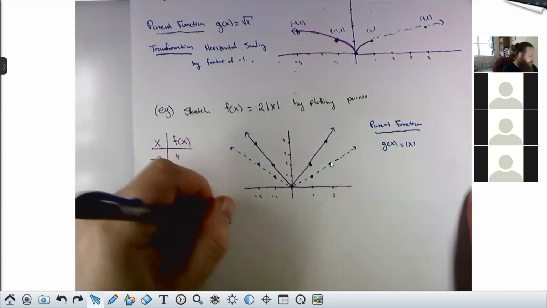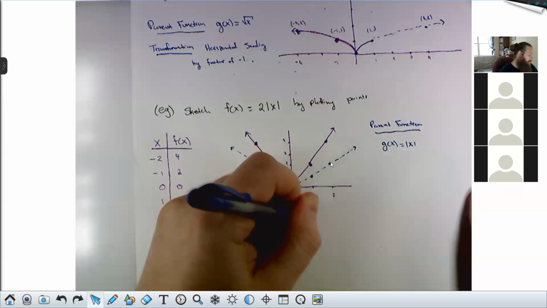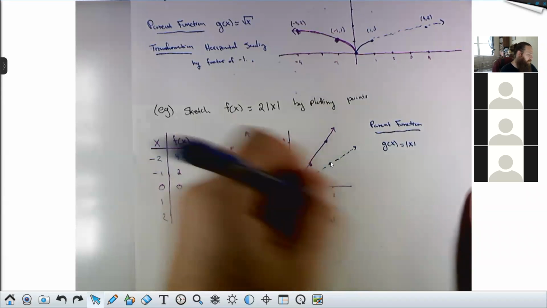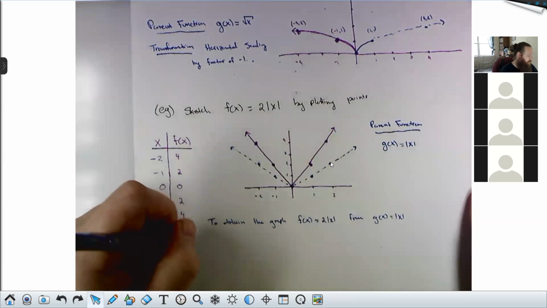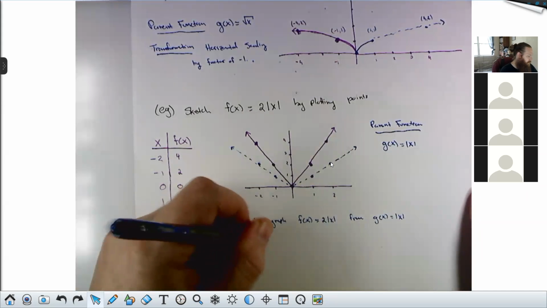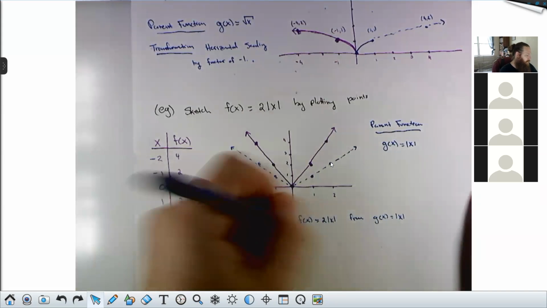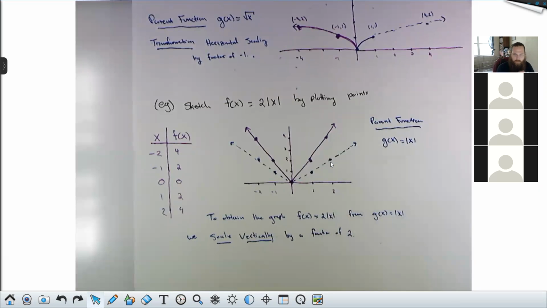So to obtain the graph for f of x equals 2 times the absolute value of x from g of x equals the regular absolute value of x, we scale vertically by a factor of 2. In other words, we're stretching it out vertically. So if you take the blue graph and you stretch it vertically, scale it vertically, multiply all the y values by 2, that will get you your full graph.